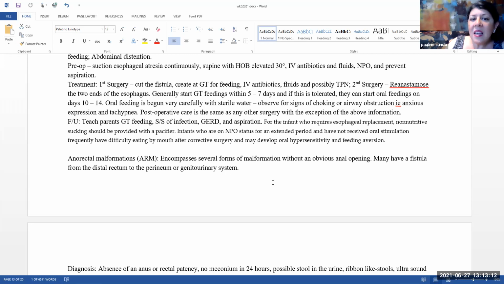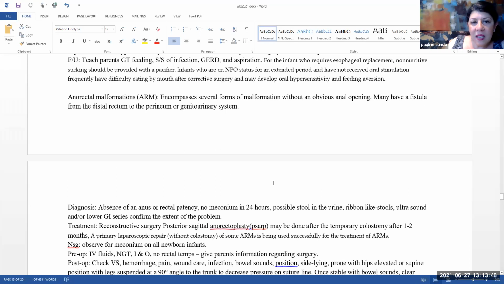Infants who are on NPO status for an extended period of time and have not received oral stimulation frequently have difficulty eating by mouth after corrective surgery, and may even develop oral hypersensitivity and feeding aversion. So please, it is very important to get that sucking stimulation even though they're not able to eat. Remember Freud, that oral gratification is very, very important.